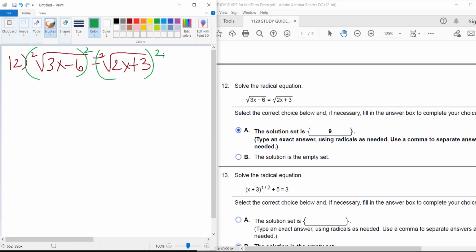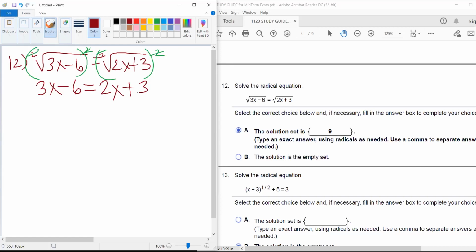What's going to happen to the radicals and to the roots and the exponents? They will cancel each other out. So we're just left with now 3x minus 6 equal to 2x plus 3. And you're left with the linear equation to solve.